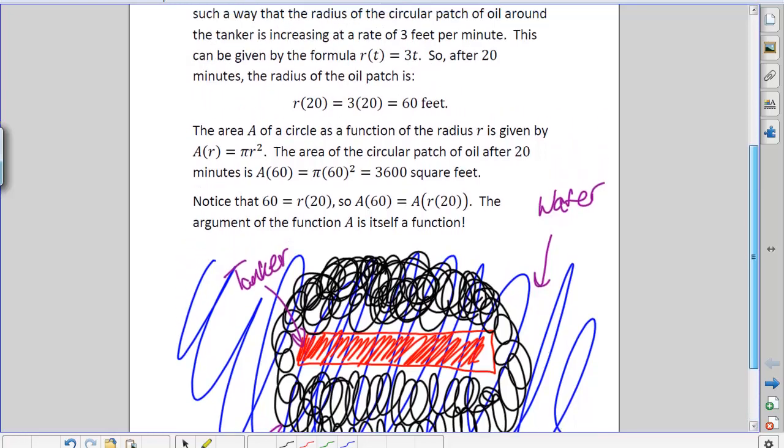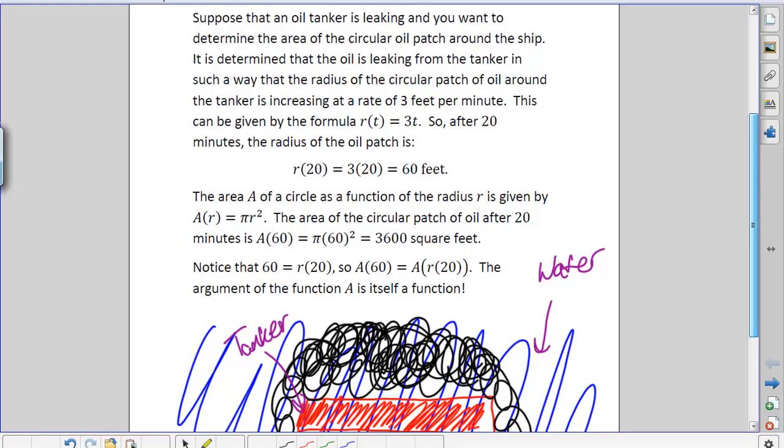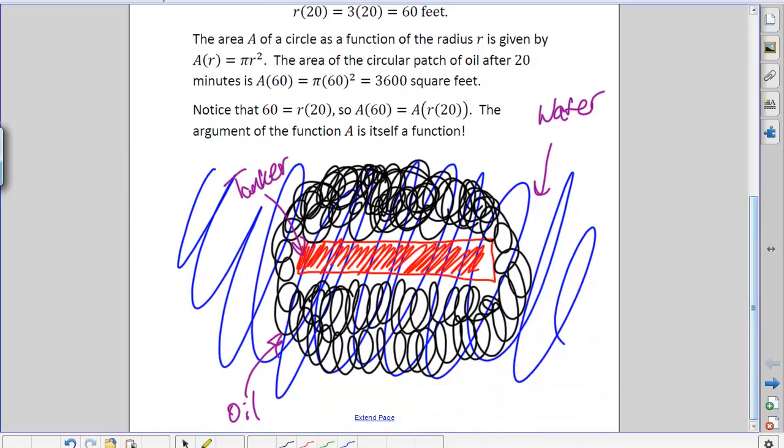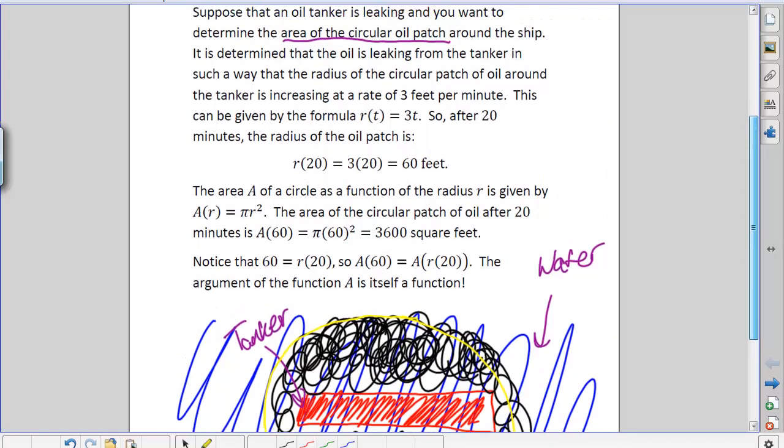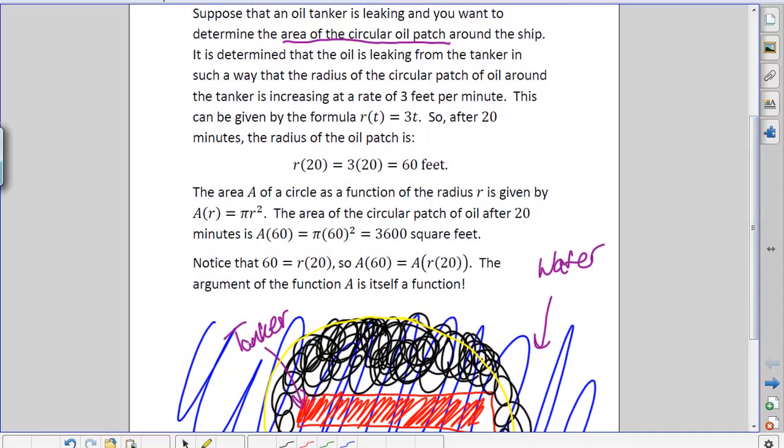Alright, but oil's leaking, okay, and suppose it says that we want to determine the area of the circular oil patch around the ship. So you can imagine this right here is roughly a circle, and so we want to know what's the area of that circular patch of oil. And so we know that since it's leaking, obviously the patch of oil is going to be getting larger and larger as time goes by. It says oil's leaking from the tanker in such a way that the radius of the circular patch of oil is increasing at a rate of 3 feet per minute.